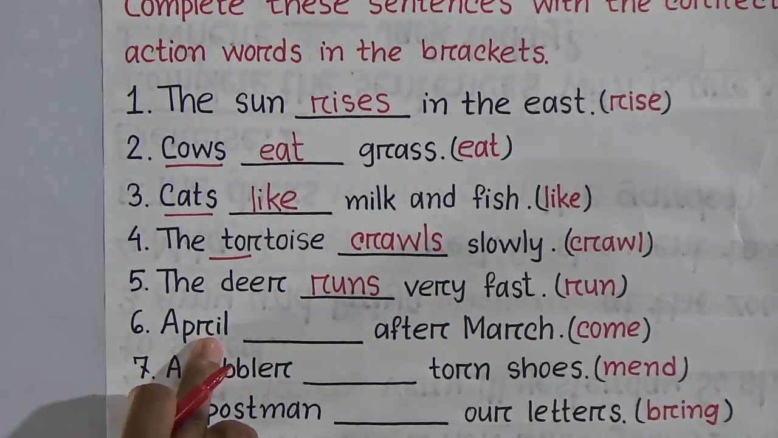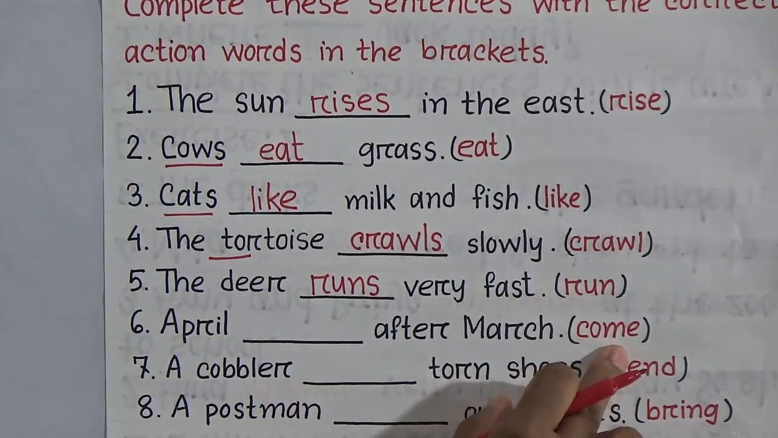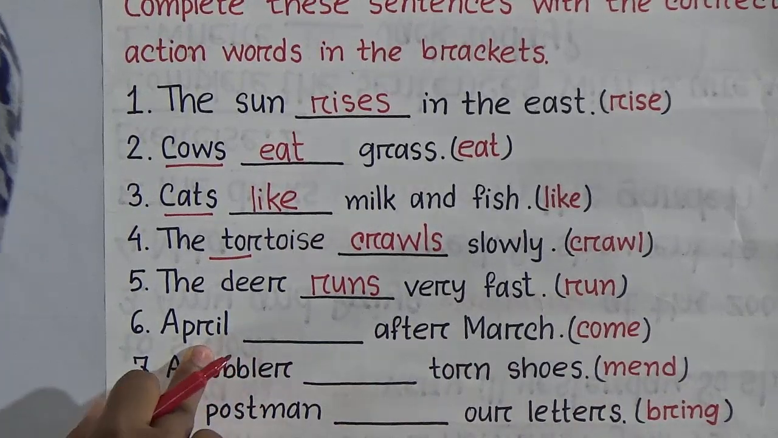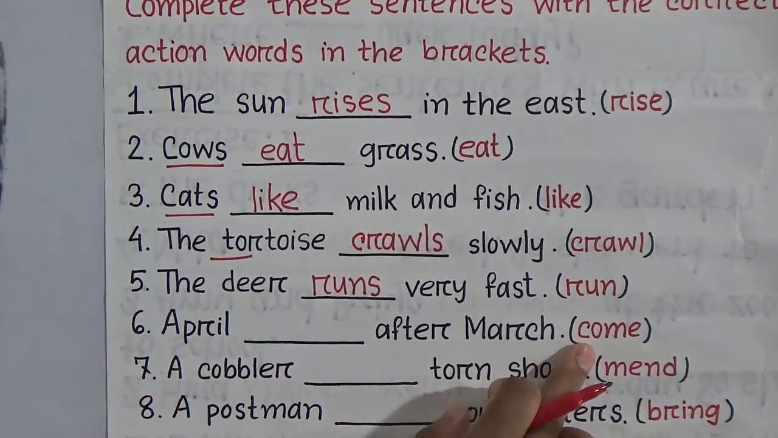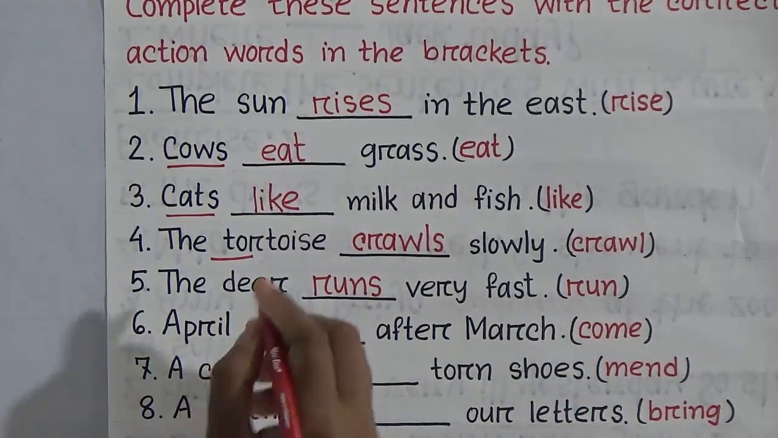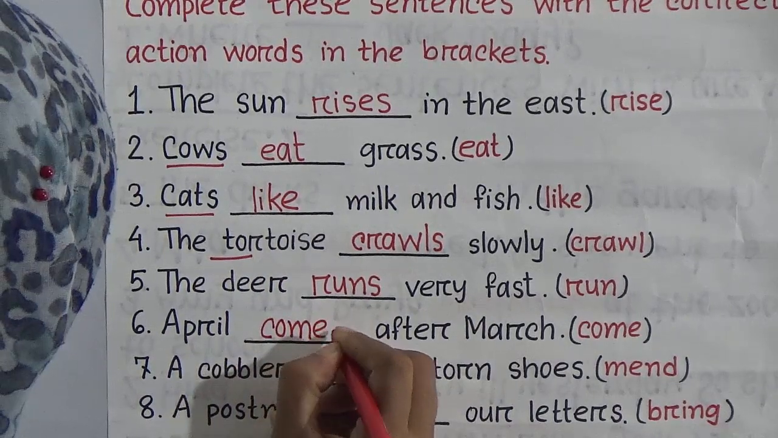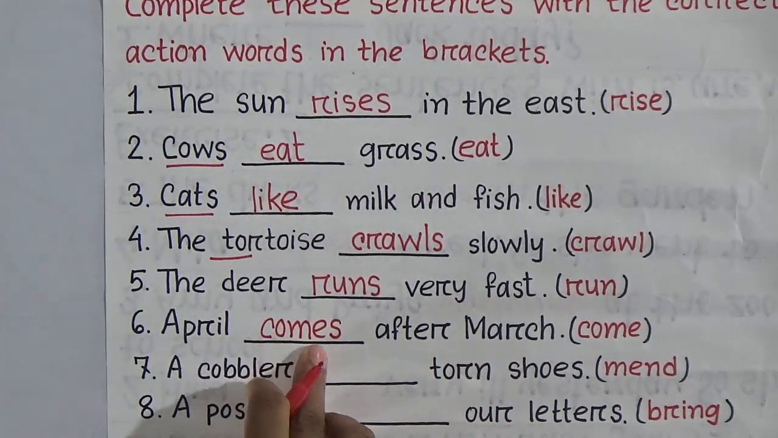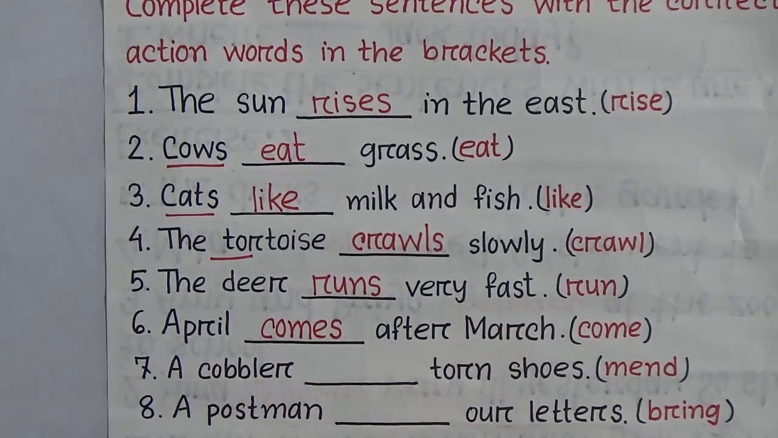Number 6, April dash after March. The given word is come. April is singular, third person singular number. So here we have to use a singular verb. The verb will be comes, C-O-M-E-S. April comes after March.